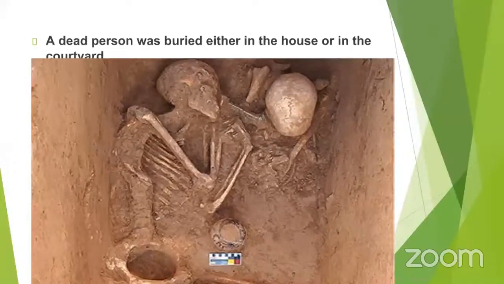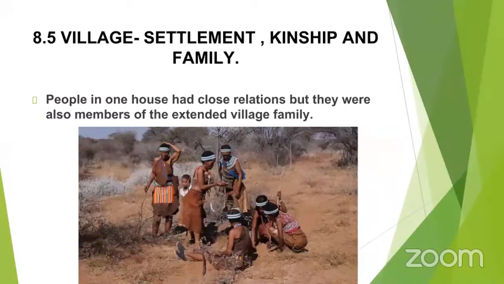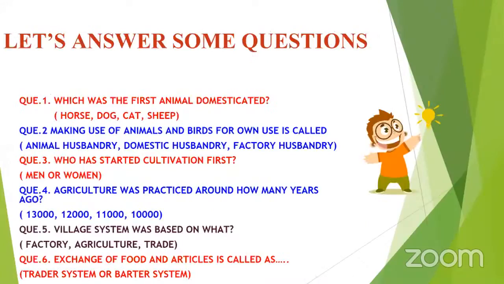See this. Can you see the picture? A dead person was buried either in the house or in the courtyard. Okay, see, he is buried with his favorite utensil. People in one house had close relations, but they were also members of extended village families. All of them were helping each other as a whole extended family.